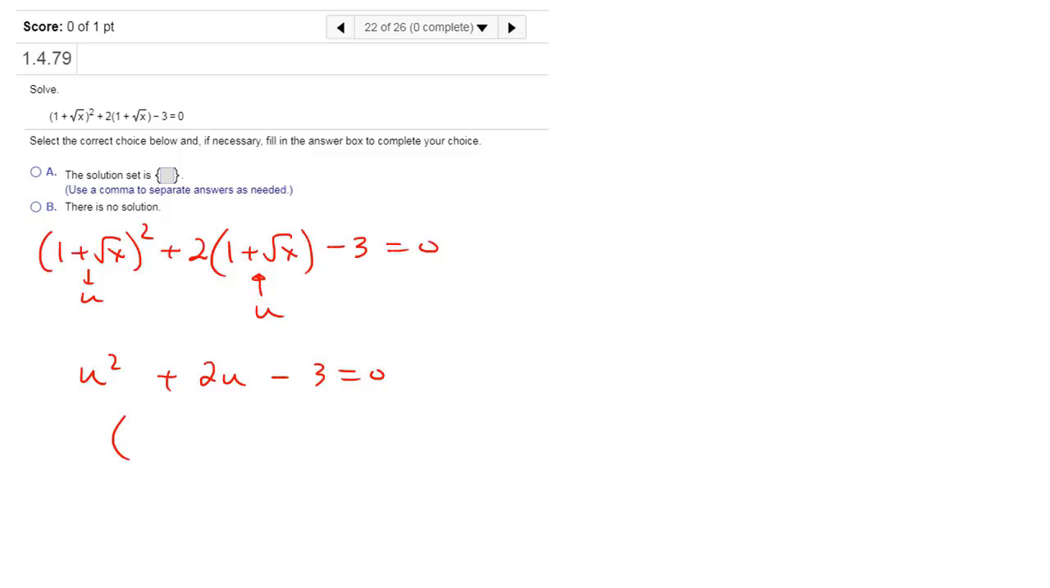Alright, let's go with factoring this guy down. So I'm thinking a plus 3 here and a minus 1. That's what I'm thinking. That would work: 3u minus u makes 2u. Yep. And solve it. You get u is equal to 1, u is equal to negative 3.